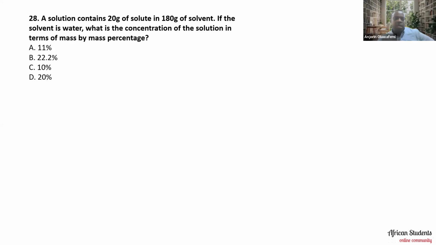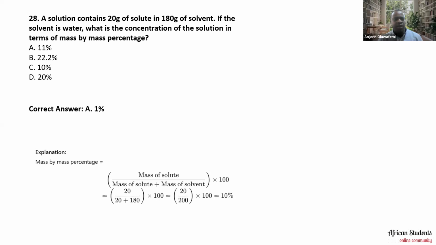A solution contains 20 grams of solute in 180 grams of solvent. If the solvent is water, what is the concentration of the solution in terms of mass by mass percentage? So we have the options there. The right option for this particular question is option A. That's 11%, please, not 1%, 11%. And how did we arrive at this? Sorry, I think I've mixed it up. Pardon me. Let's go with this calculation, please. I think there's a mistake in the choice of the answer that was picked. The mass by mass percentage.